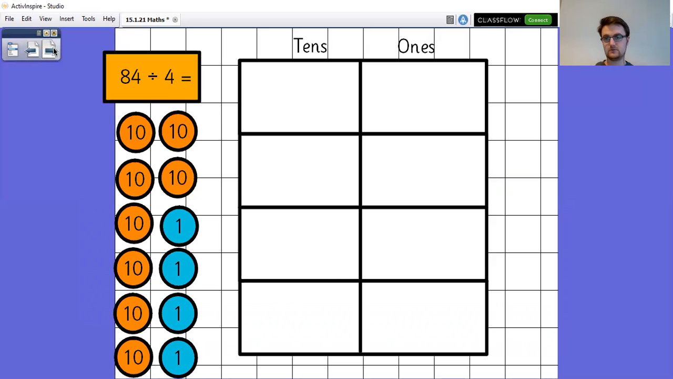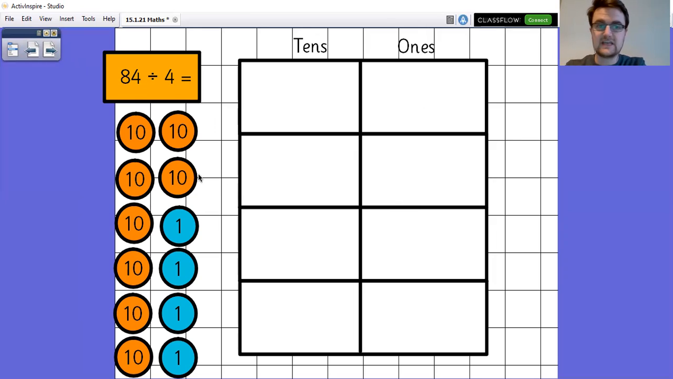So I'm going to show you two methods today. The first method is our visual method. You can see over on the left-hand side, I have got 84 in our base 10 counters. So I've got 8 10s, 1, 2, 3, 4, 1, 2, 3, 4, and 4 1s. So I've partitioned 84. And in my grid, I've got 10s and 1s, but I've got 4 rows because I'm sharing this number between 4. So these are my 4 groups.